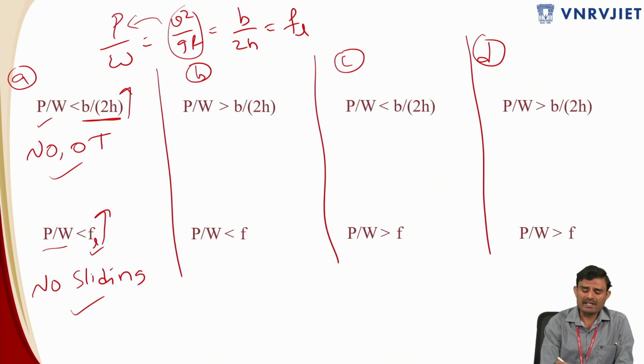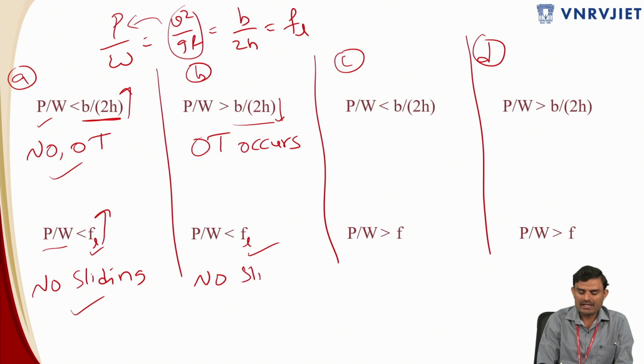Now if you look into the case B, it has been mentioned that P by W is higher when compared to B by 2H. So resistance to overturning is less. When you have a lower resistance to overturning, the chance of overturning is possible, therefore overturning occurs. And this remains constant, P by W is less than FL, which means resistance to sliding is higher, so you don't have the sliding condition. So this is the case B.